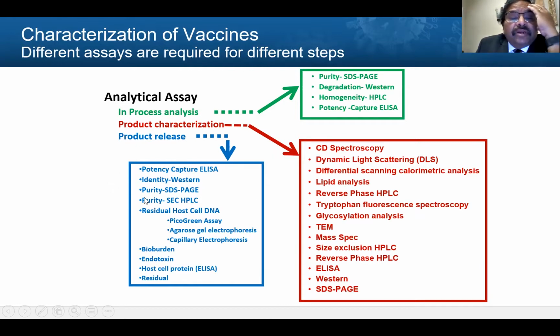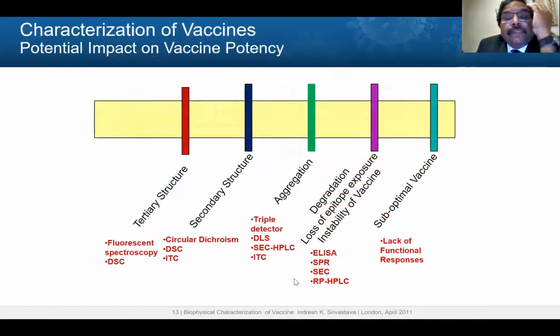In terms of product release, we need to focus on potency, identity, purity, and then the residuals: host cell DNA, host cell protein, bioburden, endotoxin, and the process residuals. So that combines the aspects of vaccine characterization and release testing.